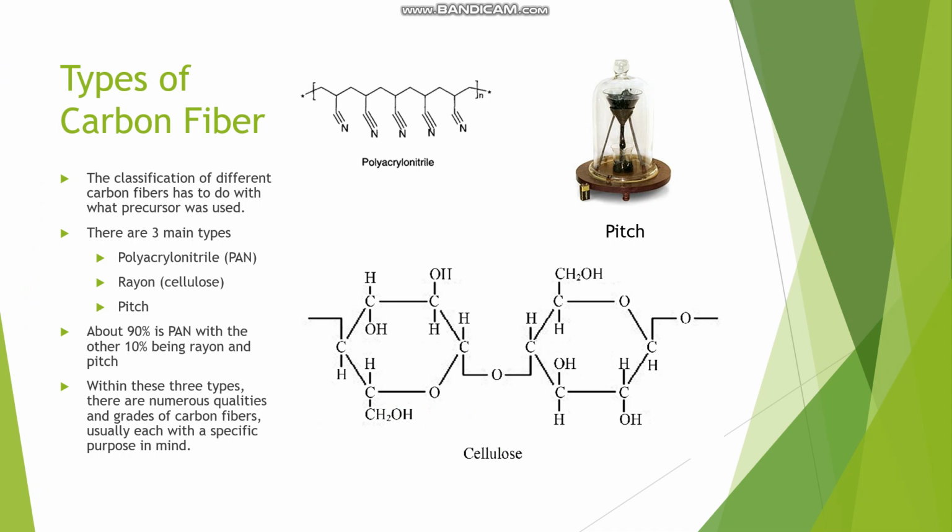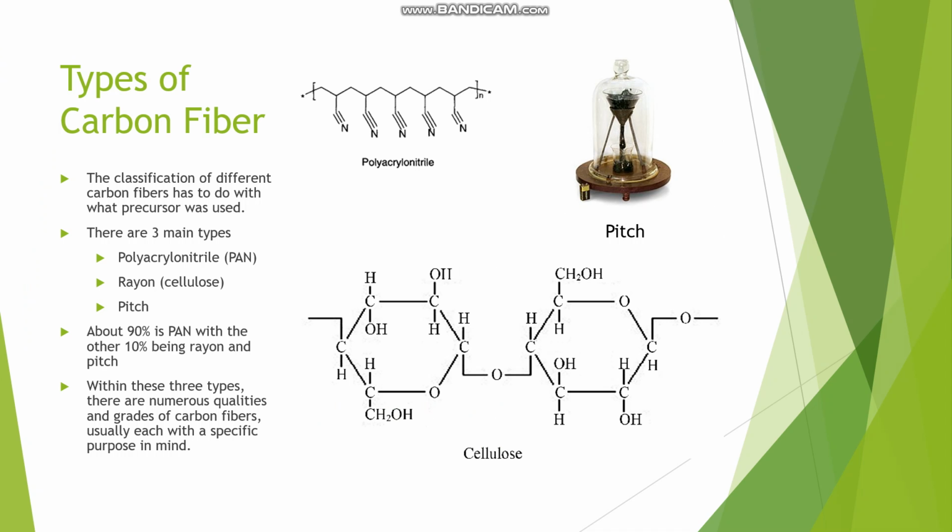So basically, there are about three types of carbon fiber. There are a lot more classifications, but those are more focused on how thick, how long, and how many threads are used. There are really three main types, and how they're classified depends on what kind of precursor was used.